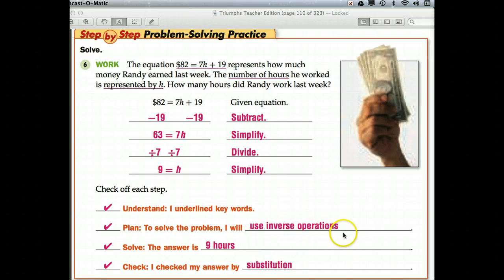We're going to use inverse operations to solve this. Then we're going to substitute back in. If we put 9 in place of h, do we get 82? I believe we do. So it's time for you to do your individual practice, and then it'll be time for a progress check.